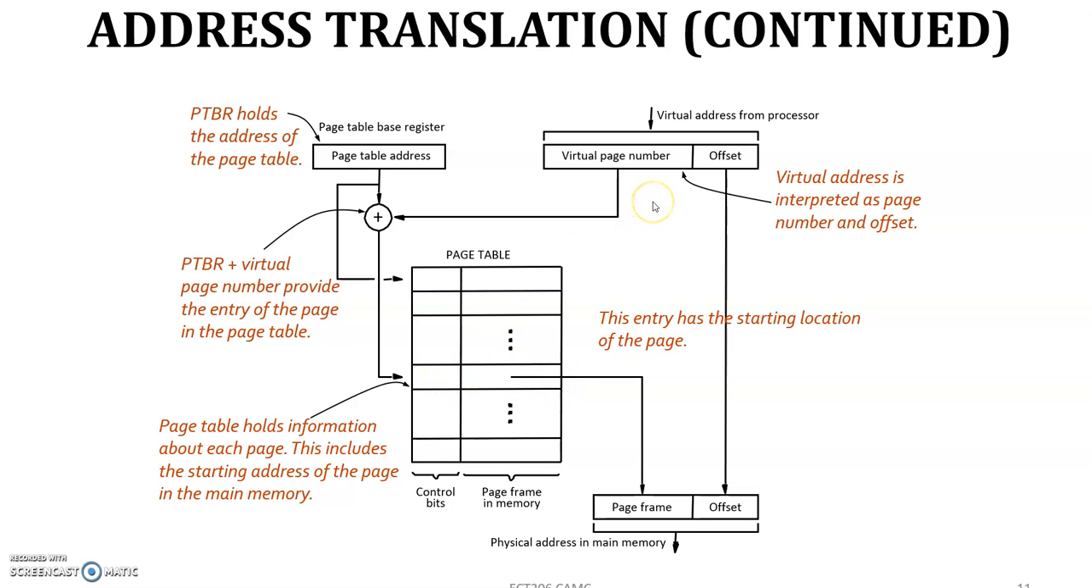When we convert the virtual address to a physical address, the virtual page number is added with the page table base register. Then we will get the particular page table entry. From the page table entry, we will take the page frame. So the page frame and offset will give the physical address in the main memory.